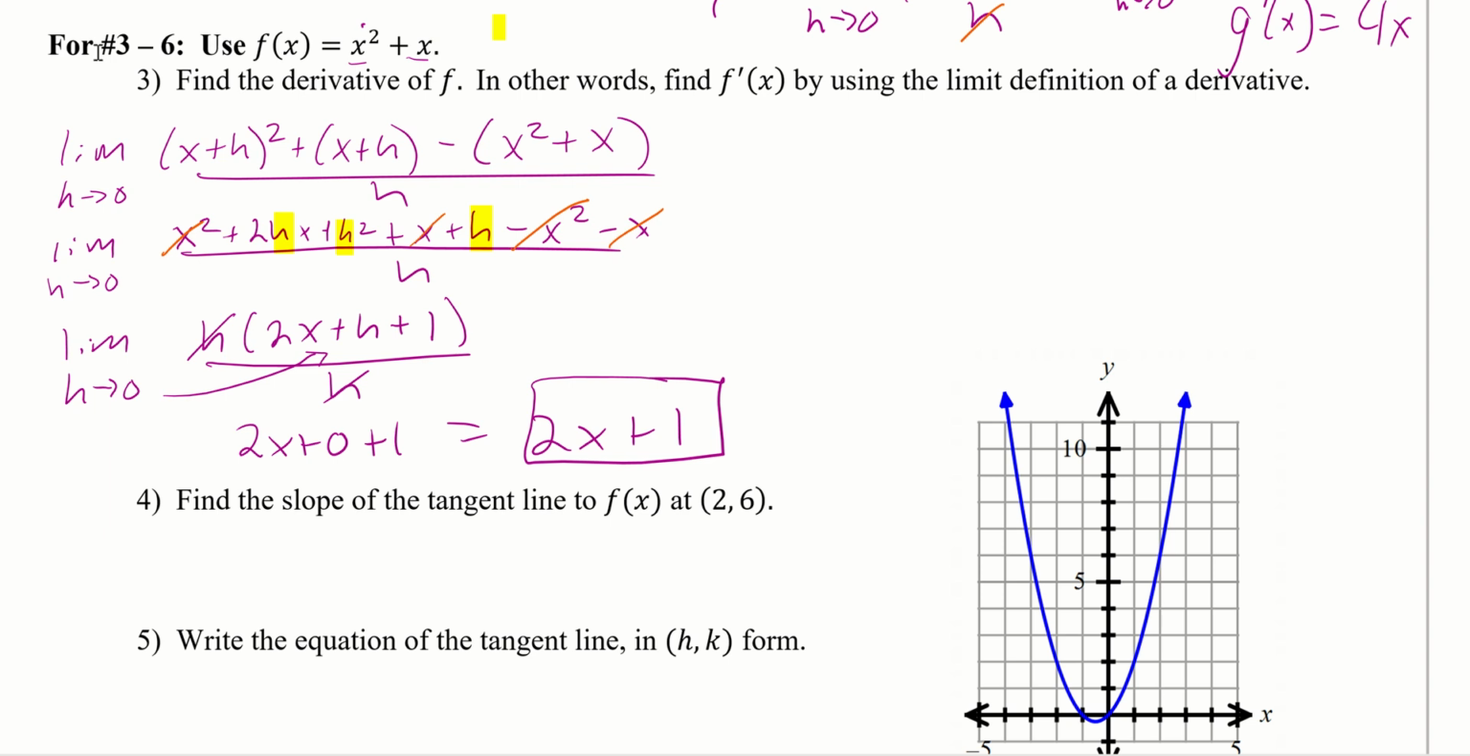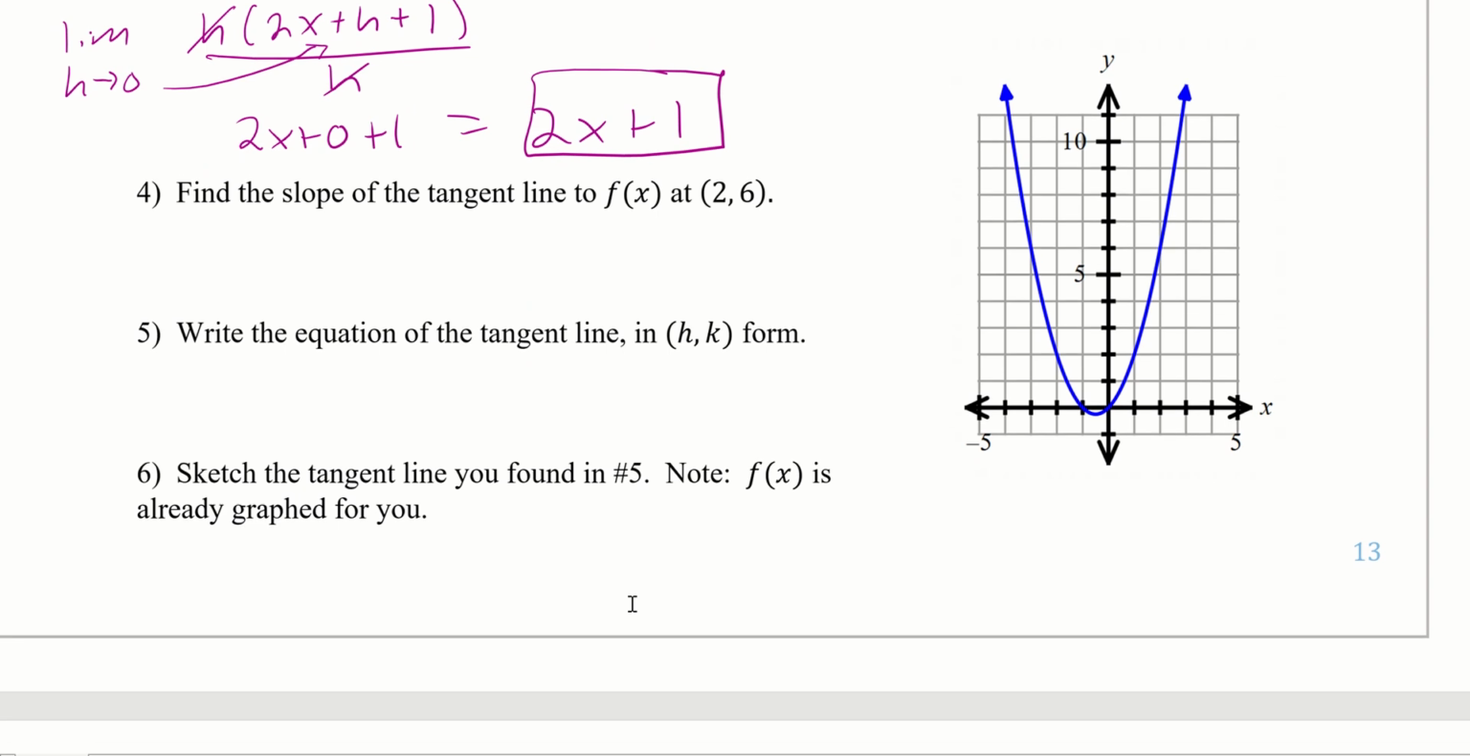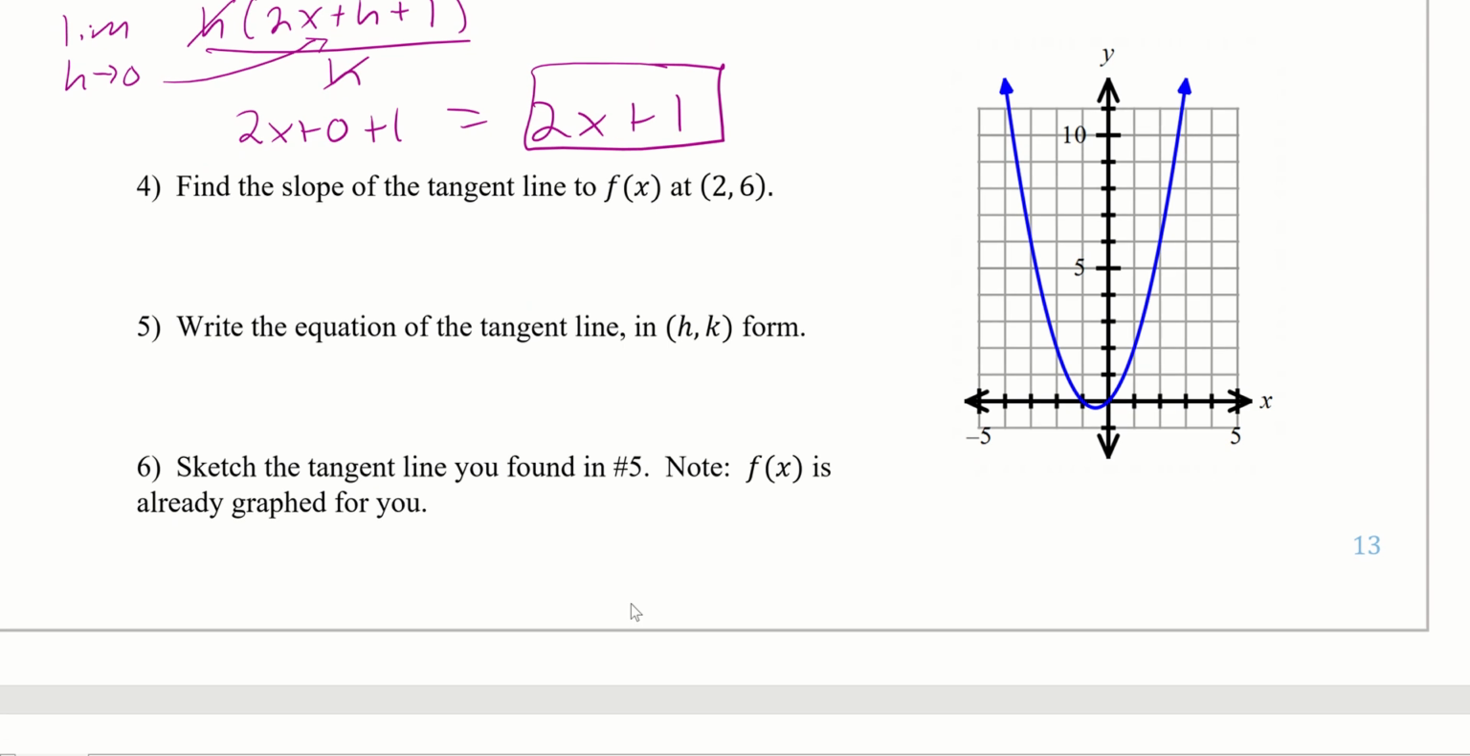So that's the derivative. Now it says find the slope of the tangent line at (2, 6). What you're going to do is this tangent line and the slope, those are all related to that one, right? So we're going to plug in f of 2, and this comes out to be 2 times 2 plus 1. And so the slope, just the slope, would be 5. So right here at (2, 6).